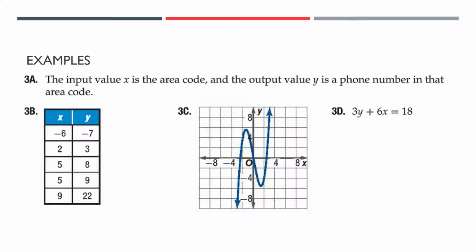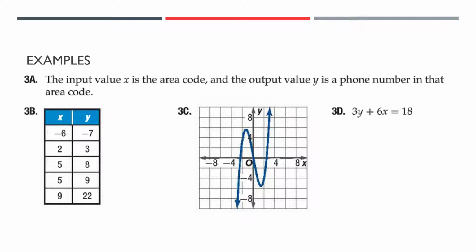Here we go on an example. We're dealing with these examples and we need to be able to determine if it is a function. Our goal is to find out, is this a function? That's all we're doing. So I'm going to start with this one.